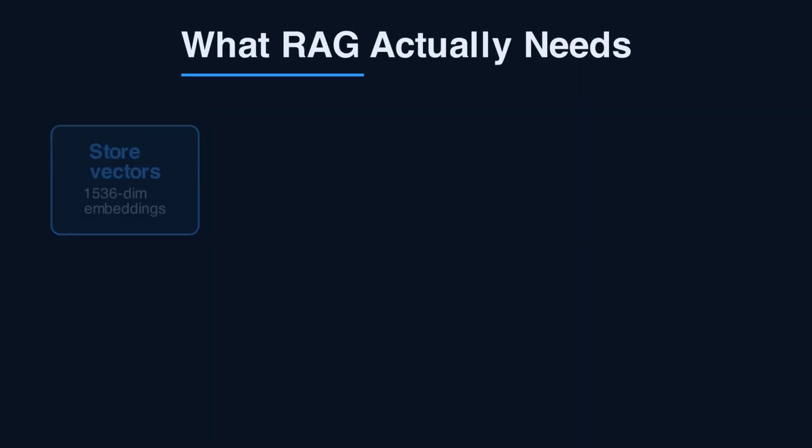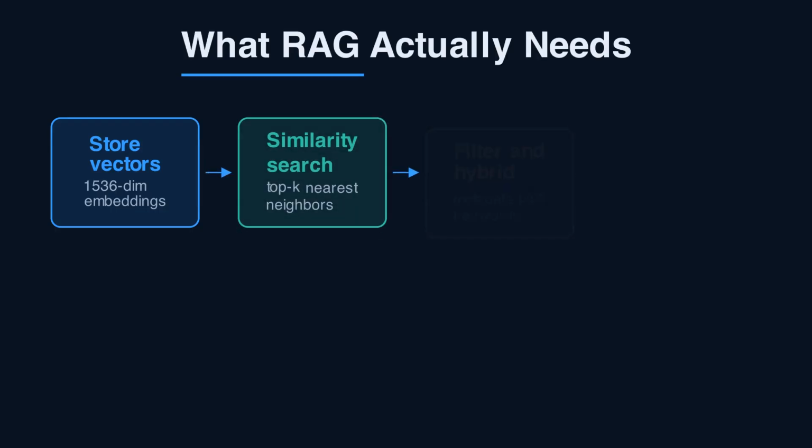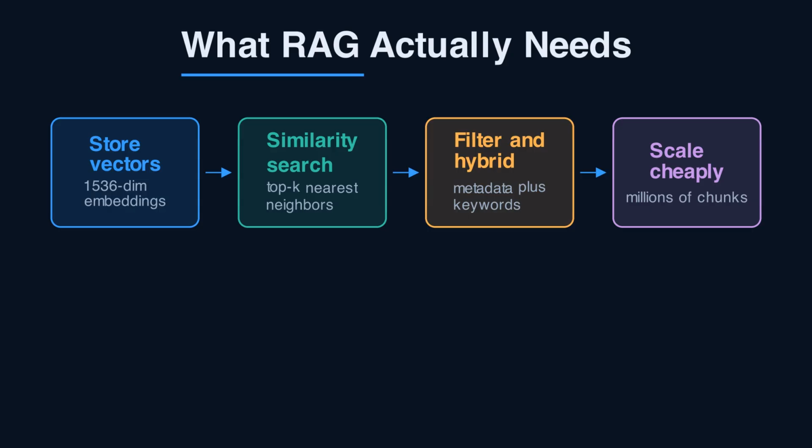Strip RAG down, and the retrieval layer needs 4 things. 1. Store high-dimensional embedding vectors, often 1536 dimensions from text embedding 3 small. 2. Run fast similarity search to find the top results for a query vector. 3. Filter and combine with keyword or metadata search so you're not relying on vectors alone. And 4. Scale and stay cheap as your corpus grows into millions of chunks.